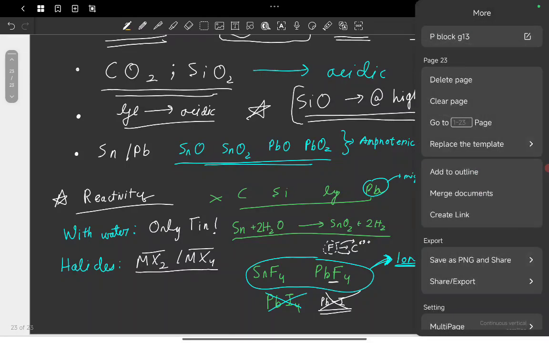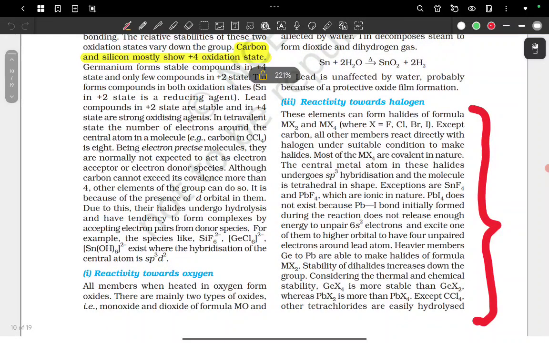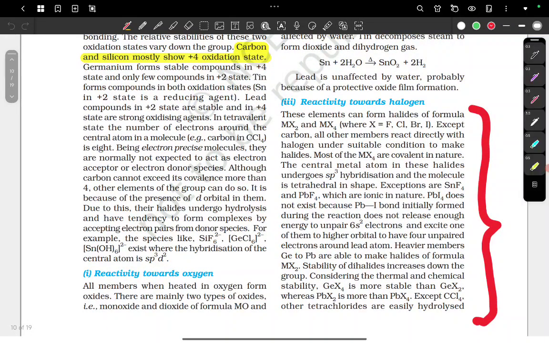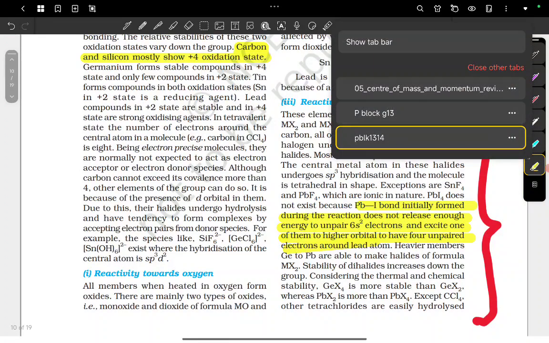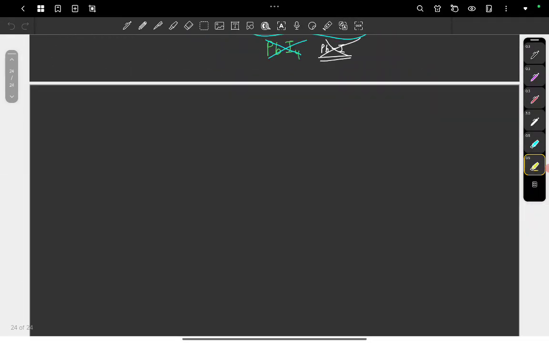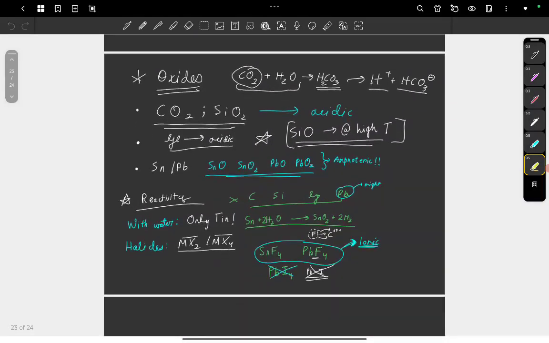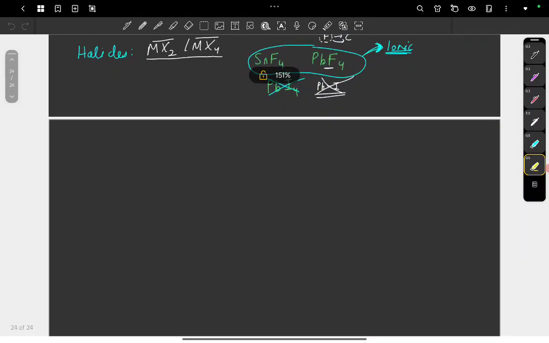If you want to read the exact NCERT line on this, you can just look here. You can see it says that the Pb-I bond initially formed during the reaction does not release enough energy to unpair 6s2 electrons and excite one of them to higher orbital. What is this yapping? Just say, it does not exist. It is not energetically favorable. You don't have to tell that much.